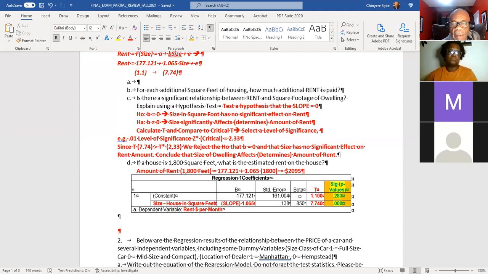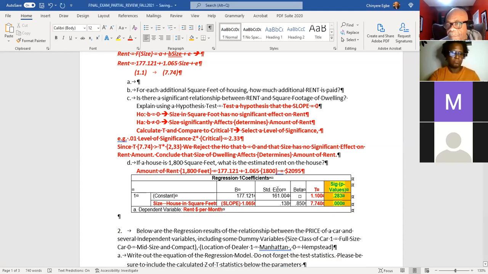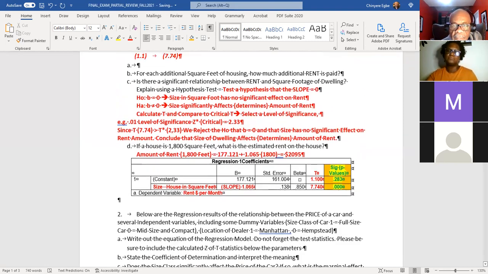Now remember that the size of the apartment or house or dwelling is not the only variable. The size, the neighborhood, the facilities, the ambience, these are the things that you now factor into it. But this is an estimate of an average. Is that clear? Okay, so this is very clear.